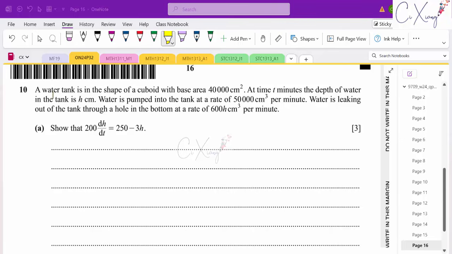Alright, so question number 10. There's a water tank in the shape of a cuboid with the base area of 40,000. At the time t minutes, the depth of the water is h cm. Water is pumped into the tank at the rate of this one per minute. Okay, highlight the keyword rate and highlight the unit cm cubed.